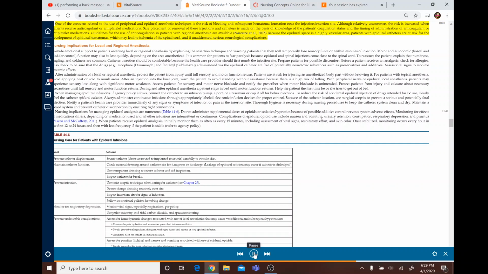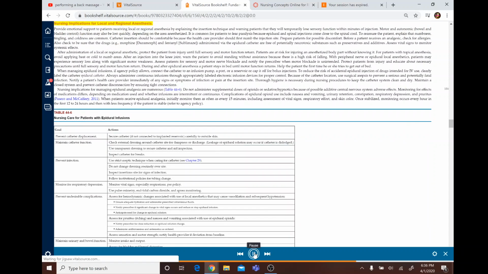One of the concerns related to the use of peripheral and epidural anesthetic techniques is the risk of bleeding and subsequent hematoma formation near the injection/insertion site. Although relatively uncommon, the risk is increased when patients receive anticoagulant or antiplatelet medications. Safe placement or removal of these injections and catheters is made on the basis of knowledge of the patient's coagulation status and the timing of administration of anticoagulant or antiplatelet medications. Guidelines for the use of anticoagulation in patients with regional anesthesia are available (Narouze et al., 2015). Because the epidural space is a highly vascular area, patients with epidural catheters are at risk for the development of epidural hematomas, which may lead to ischemia of the spinal cord, and if unaddressed, serious neurological complications.